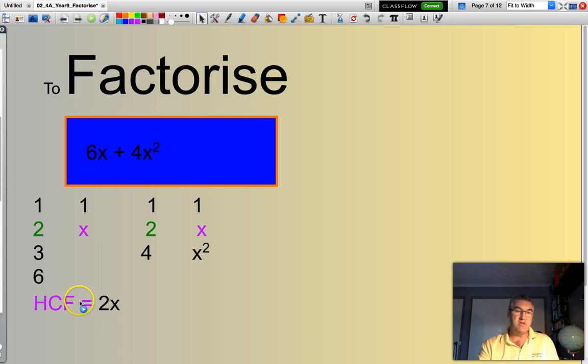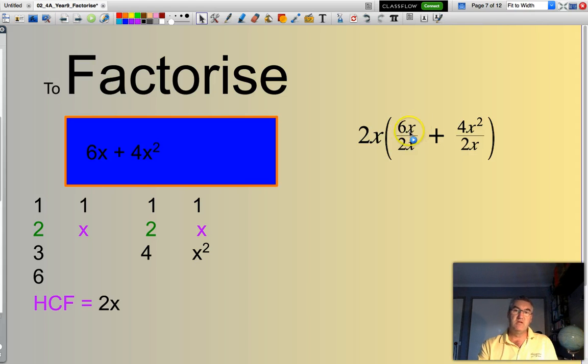Now, next step. This is a little bit tricky. Just look to see how I have done this. Since 2x is the highest common factor, I want to take that outside of the brackets. That's now my factor, on the outside. I've got the original expression on the inside, 6x plus 4x squared. And because I'm multiplying by the 2x, I'm going to have to divide each of these components by 2x. This is all about factors. Since we know they're factors, it will divide evenly.